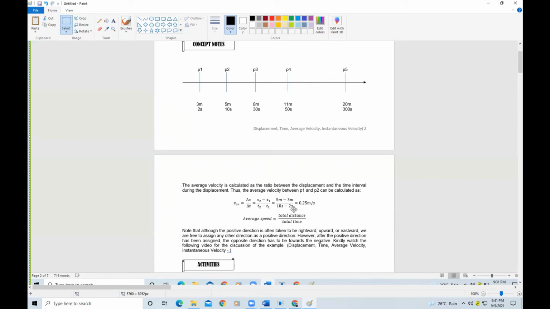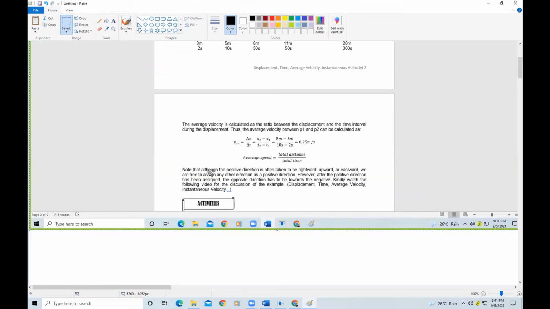So let us also read this one. Note that although the positive direction is often taken to be rightward, or eastward, we are free to assign any other direction as a positive direction. However, after the positive direction has been assigned, the opposite direction has to be towards the negative. So kindly watch the following video for the discussion of the example, which is this one.